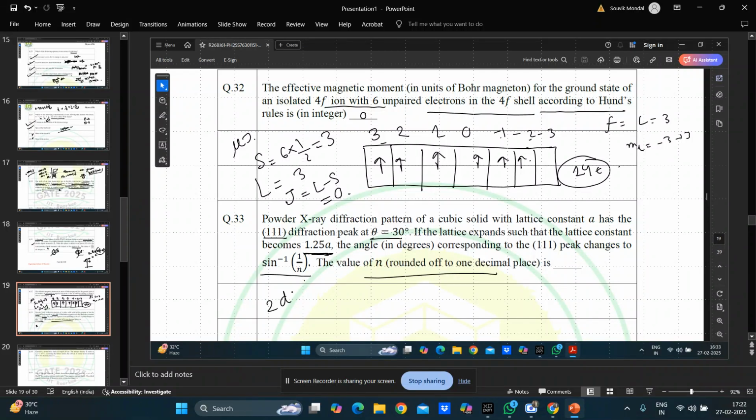So 2d sine theta is m lambda in the first case, and the next case is 2 into 1.25 multiplied by this d, because d is only scaled by this value. Sine theta is equal to m lambda. The first case, so 1.25 sine theta is 1 into sine 30, right? So sine theta is equal to 1 by 2 into 1.25, that is 1 by 2.5. So n is equal to 2.5, right?